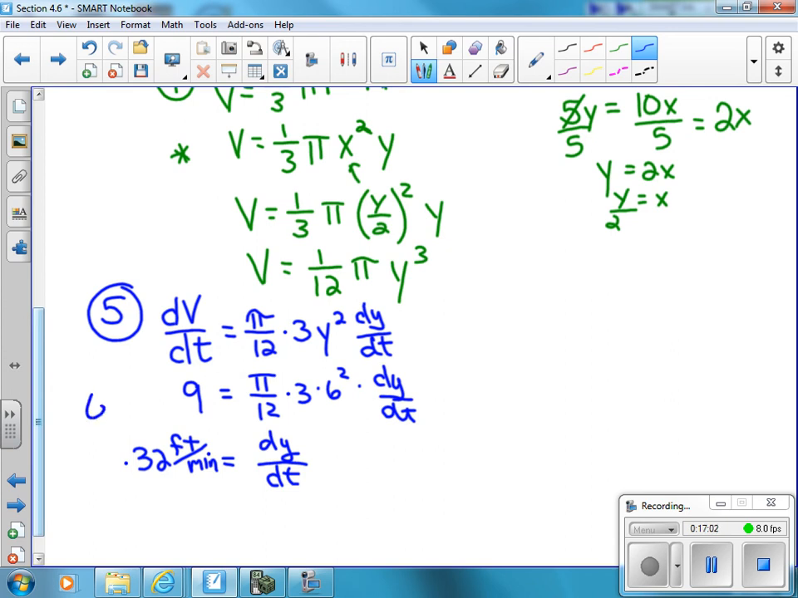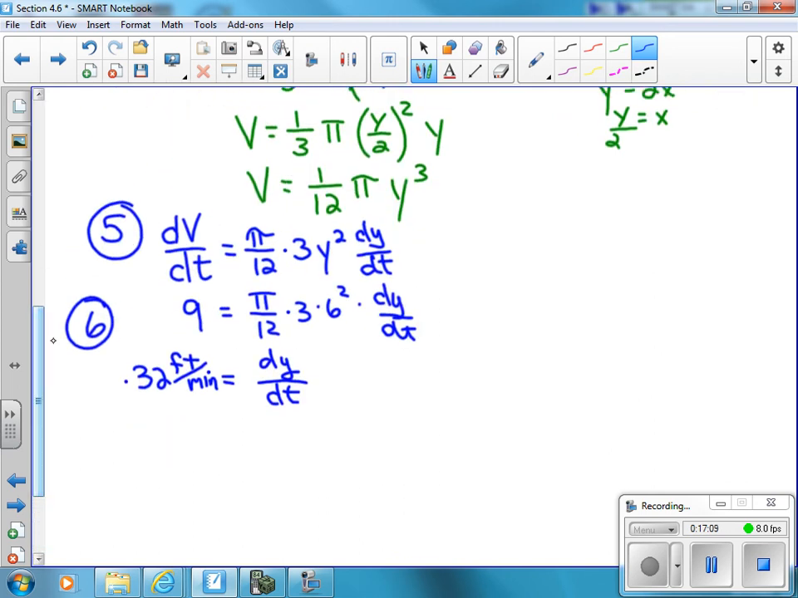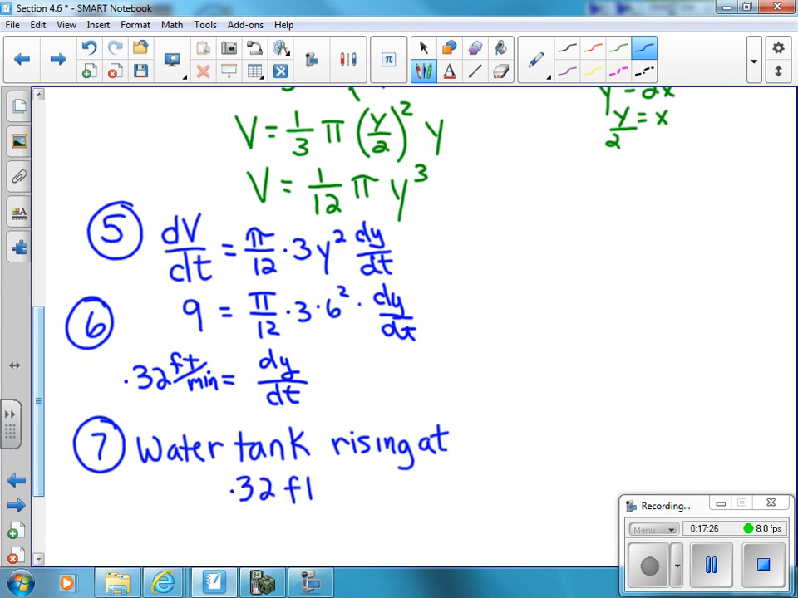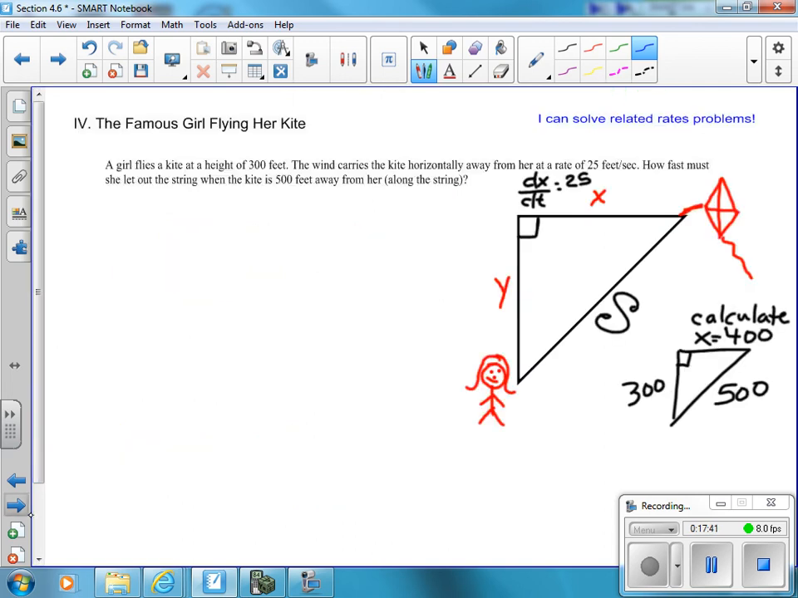Oops, wait. I took the derivative and I did number 6 here where I evaluated it right away. So I did number 6. And number 7 is evaluate your results. The water in the tank is rising at a rate of 0.32 feet per minute. Okay, and that makes sense, about 4 inches per minute. I mean, it's a pretty big tank, so that makes sense to me. I'll buy that. Okay, last problem is the famous girl flying her kite.